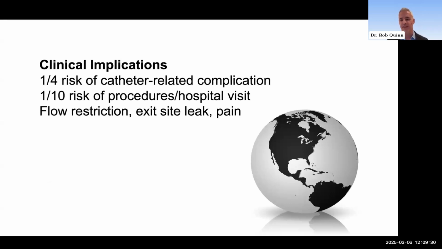So what are the clinical implications for the people that care for these patients? Well, I think, at a high level, setting reasonable expectations, both for ourselves and for patients when we go for catheter insertion, and understanding that 1 in 4 are going to have some kind of catheter-related complication, but the majority of those patients will get through and continue on therapy. About 1 in 10 are going to have a catheter-related procedure or will have an emergency room visit or hospitalization because of these complications. And when we're watching for common things in the first 6 months after catheter insertion, flow restriction, exit site leaks, and pain are the 3 most common things we're going to run into in clinical practice.